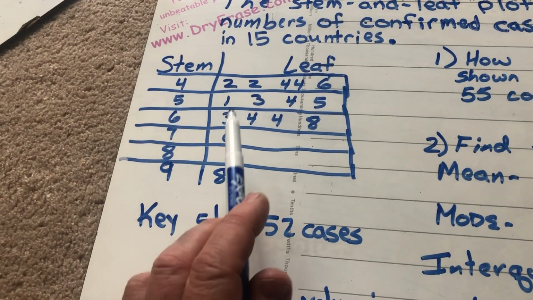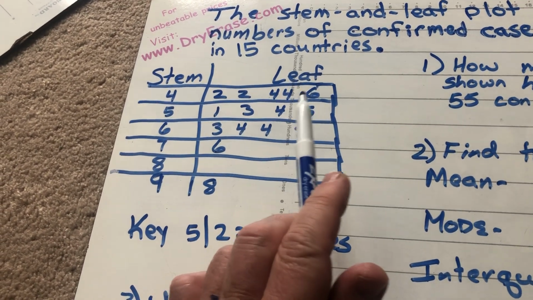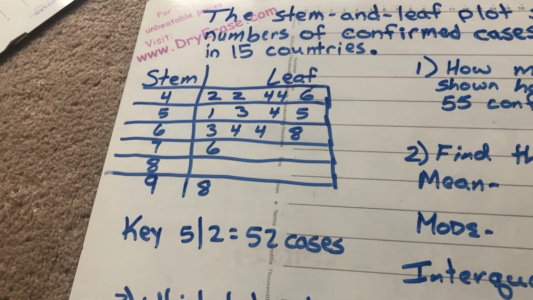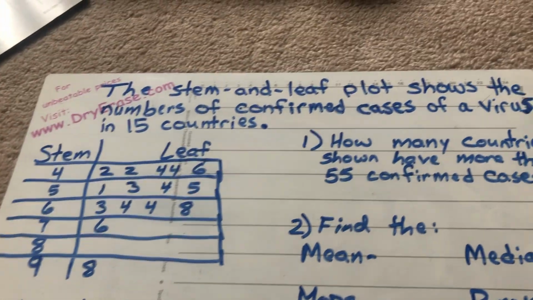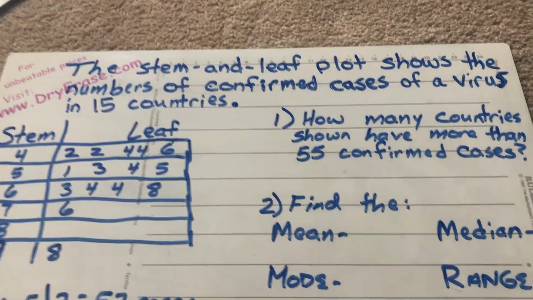So each one of these data set numbers, there's 15 of them, 1, 2, 3, 4, 5, 6, 7, 8, 9, 12, 13, 14, 15. 15 countries, one set for each of the countries. Okay, stem and leaf plot shows the numbers of confirmed cases of a virus in 15 countries.